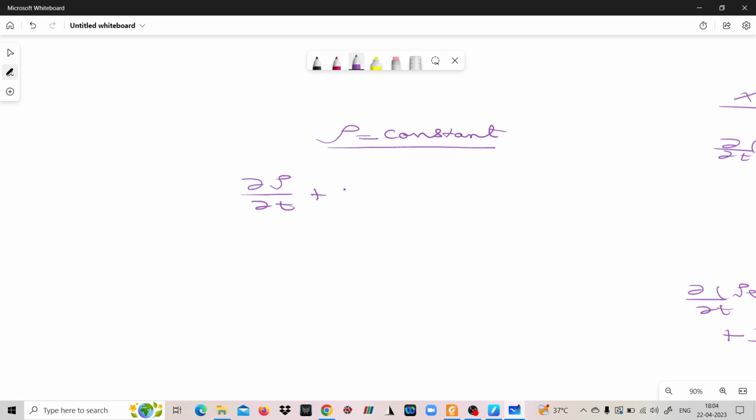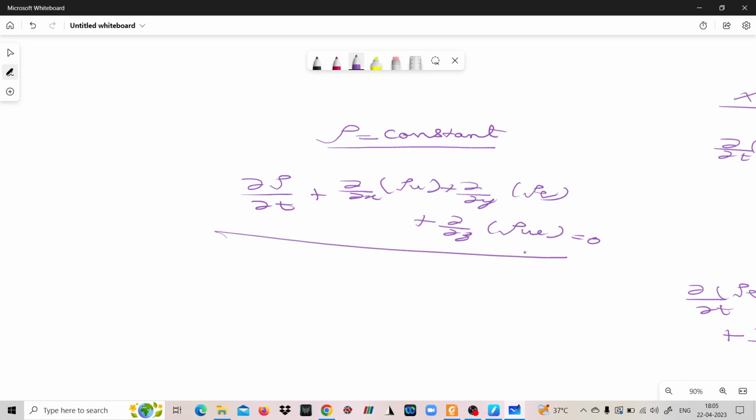del rho by del t plus del by del x of rho u plus del by del y of rho v plus, what will be there, del by del z of rho w equal to 0. So this is the general continuity equation.